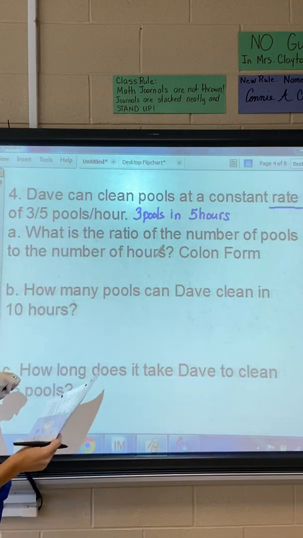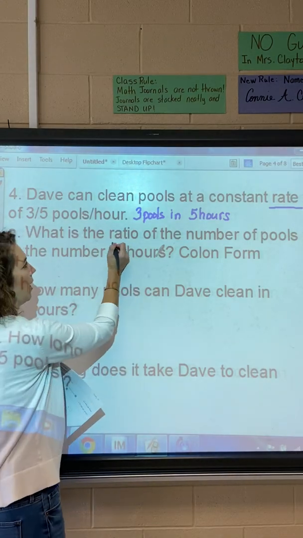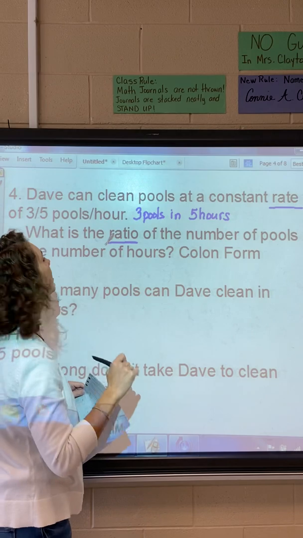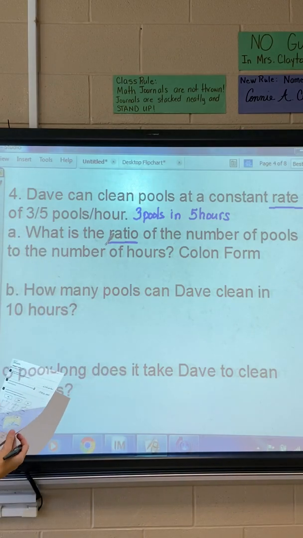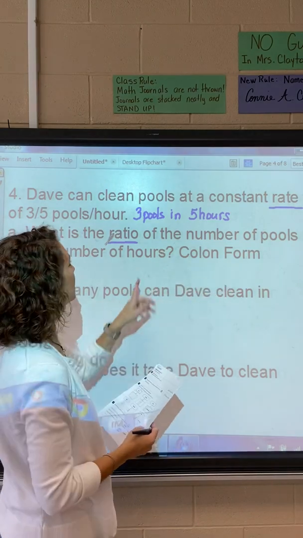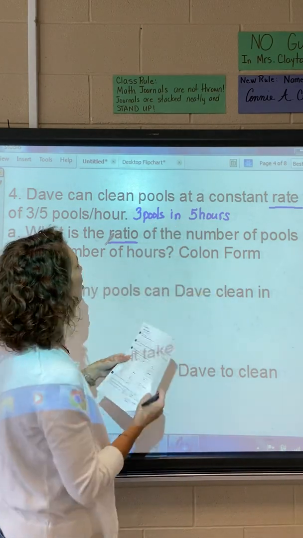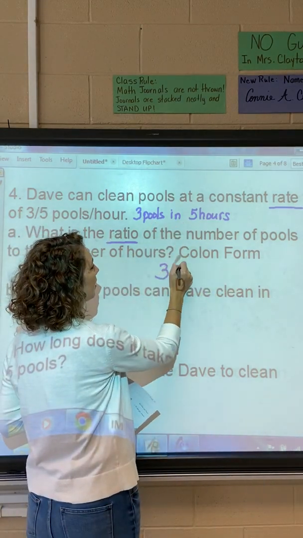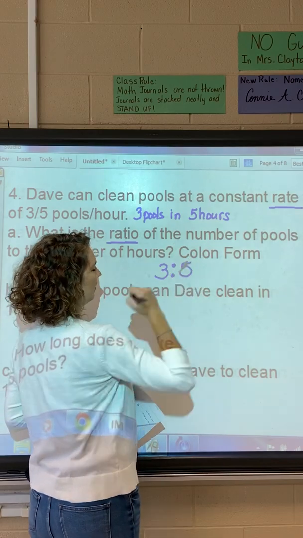Question A, what is the ratio, okay, that's one of our words, of the number of pools to the number of hours? And we want this in colon form. So we're gonna write this ratio in colon form, 3 colon 5.